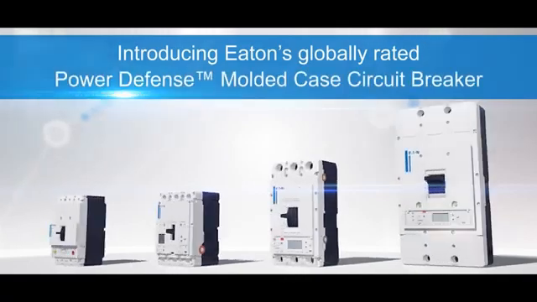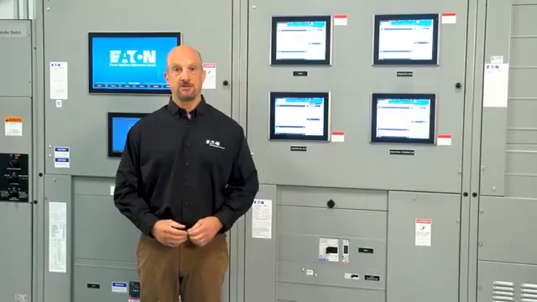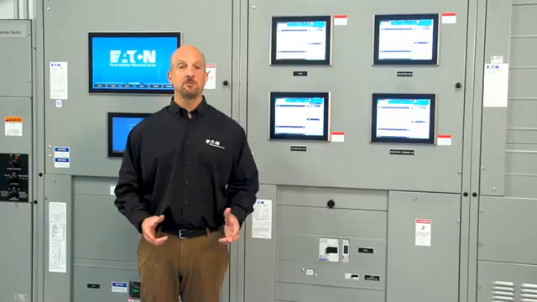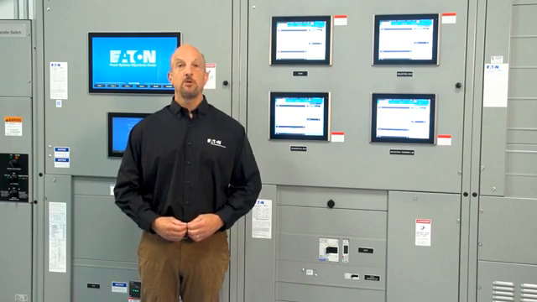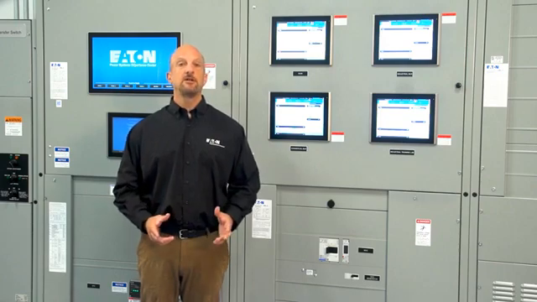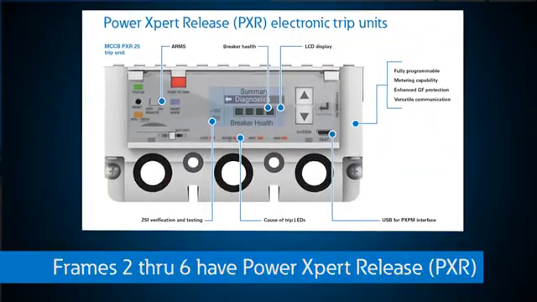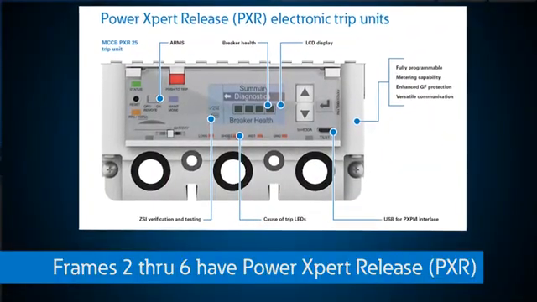Power defense breakers add a whole new dimension to circuit protection. Power defense is made up of 6 frames, all globally rated to service our customers in every major market across the world. They range from non-adjustable to very advanced molded case breakers. The more advanced PXR trip units add power monitoring, waveform capture, and even functions found in advanced protective relays. These power defense breakers change the game and are loaded with features to maximize safety, reliability, and efficiency in any system.